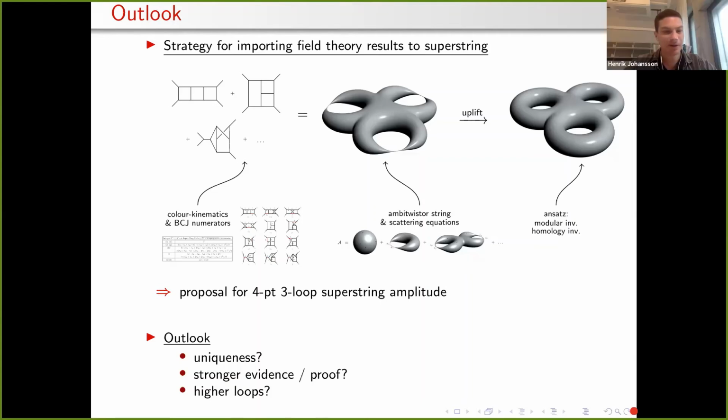All right, I guess I had a question related to David's question. So you call this a proposal. So what would it take to prove it? I mean, what are the missing steps in a proof?